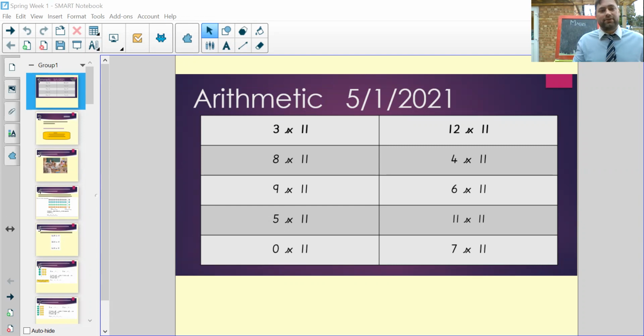So we've got 3 times 11, 8 times 11, 9 times 11, 5 times 11, 0 times 11, then 12 times 11, 4 times 11, 6 times 11, 11 times 11, and 7 times 11. You can pause the video if you want, so you've got these up on the screen as well, and time yourself and see how well you do. In our live session tomorrow, I'm going to be asking what times you got and how many you got correct in that time. So good luck. Pause the video for a bit and off you go.